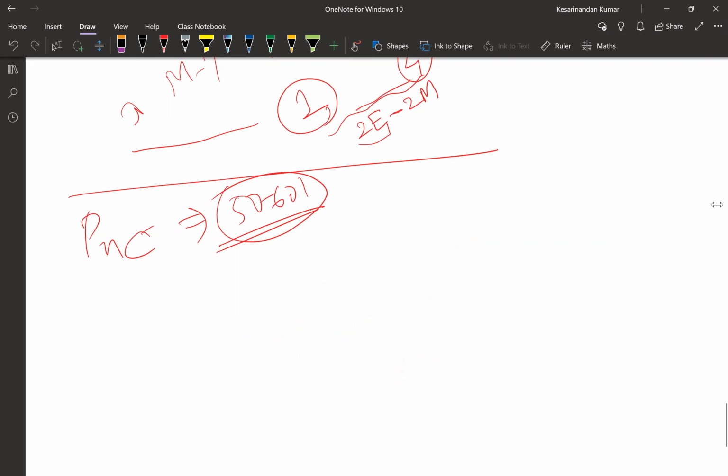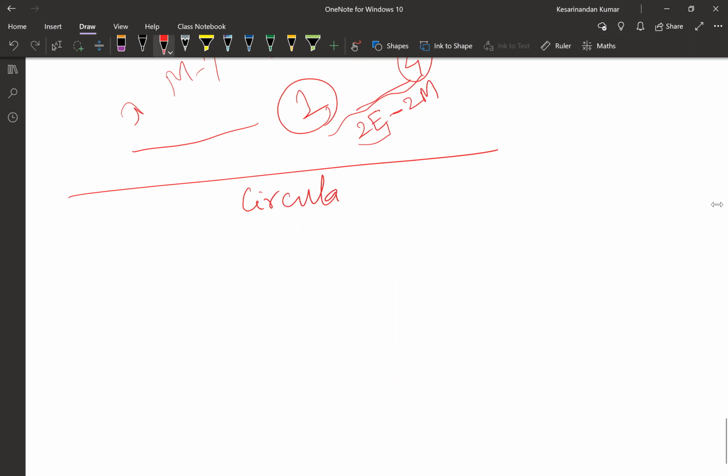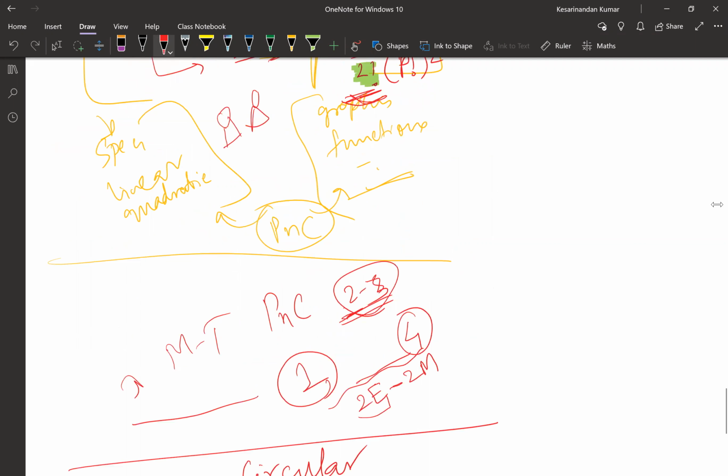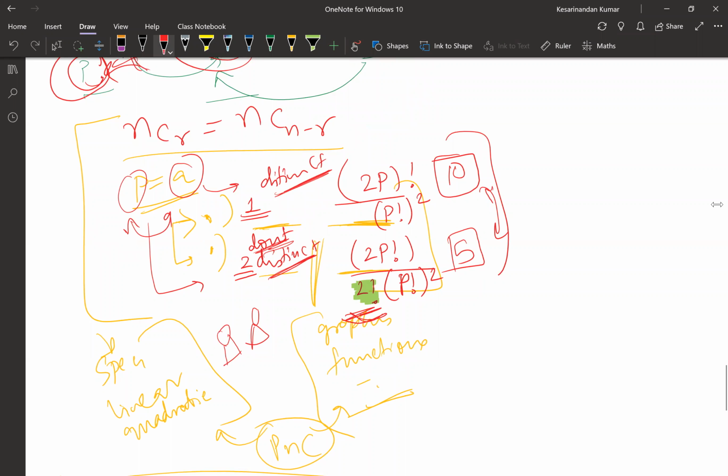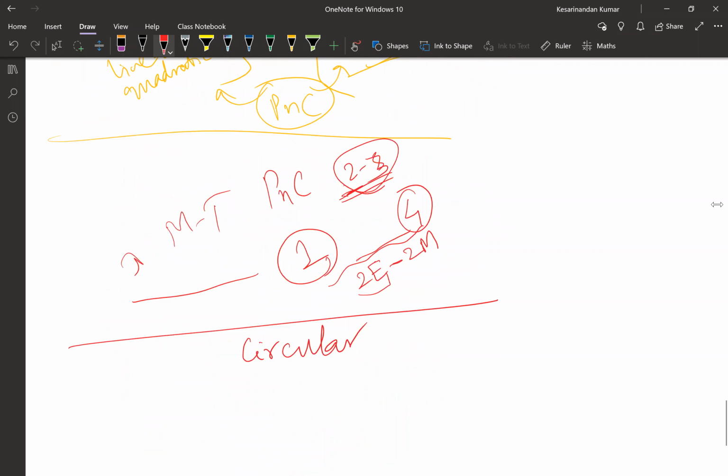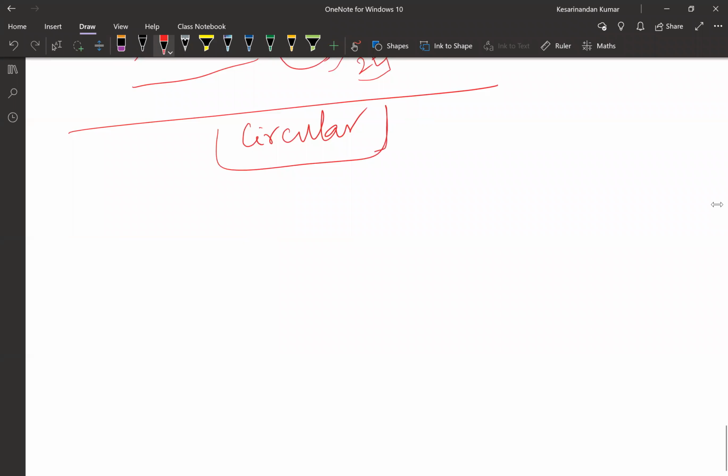We'll just see the basics of combinations in circular arrangements. So this is quite similar and the same. Now just remember this part, guys. This concept, how we got 2, we will be using it in circular ones. It's quite similar, not exactly the same, but quite similar.